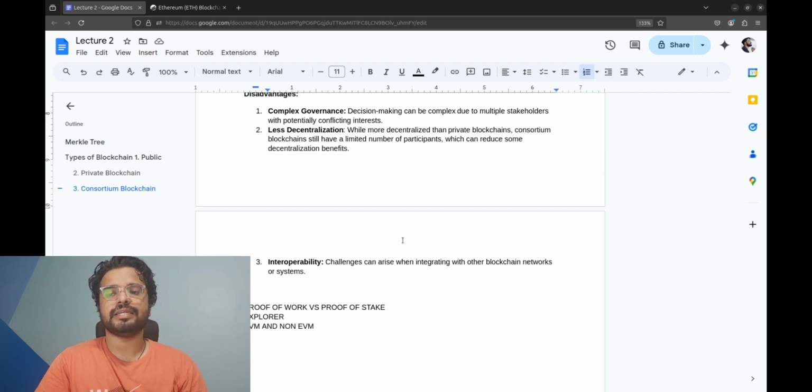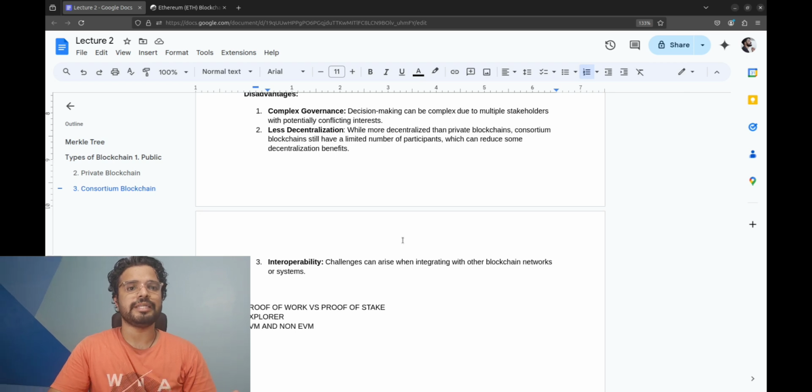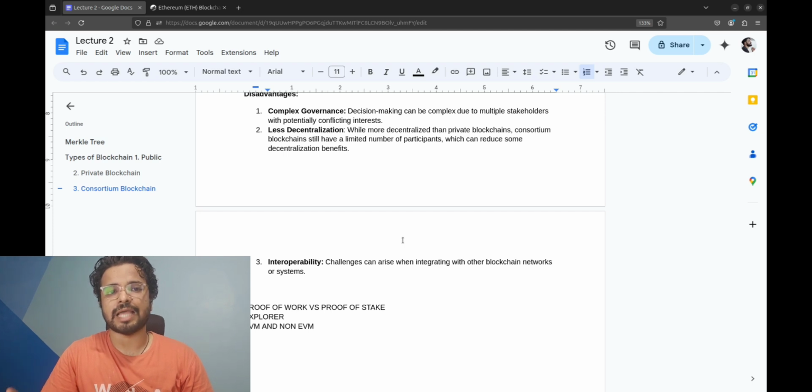Then let's move on to the next topic, that is EVM and non-EVM chains. In public blockchains, there are broadly two categories, EVM and non-EVM. EVM chains support Solidity, and they run on top of the Ethereum Virtual Machine. There are a lot of blockchains like Polygon, Ethereum, Base, and other chains that support this, where you can use Solidity to write your logic, your application. Here it is called a decentralized application, DApps.